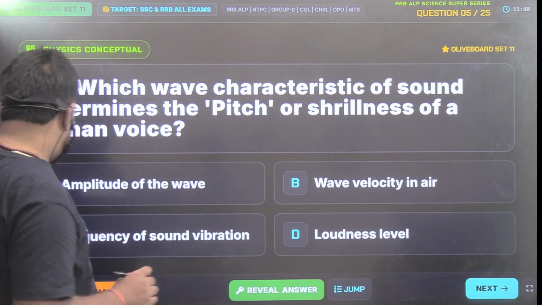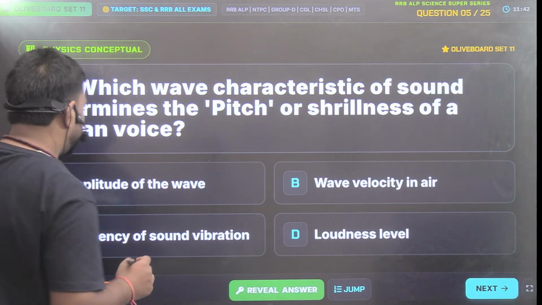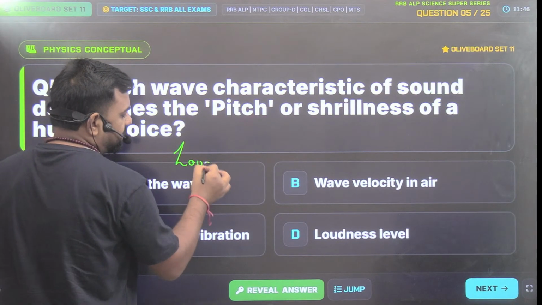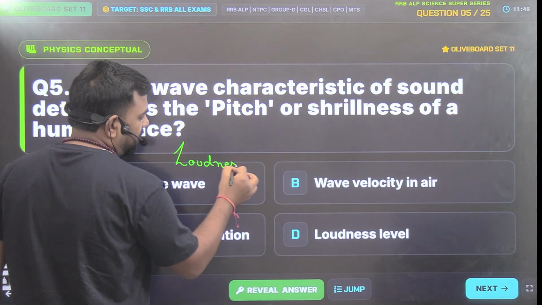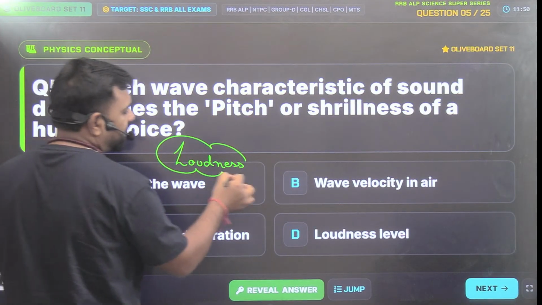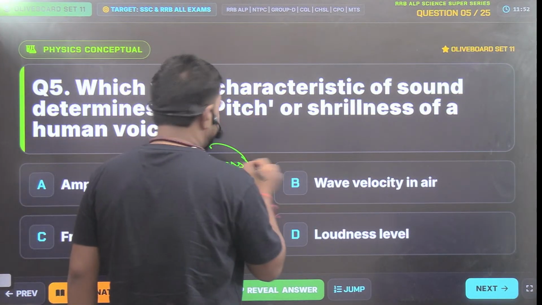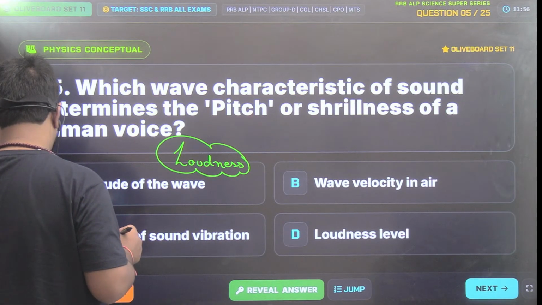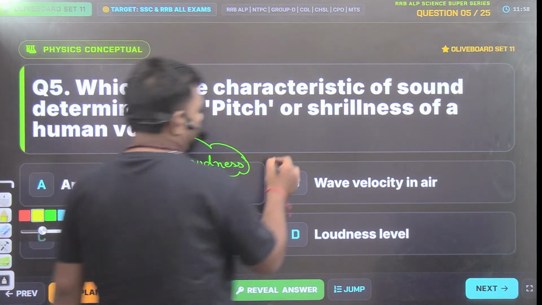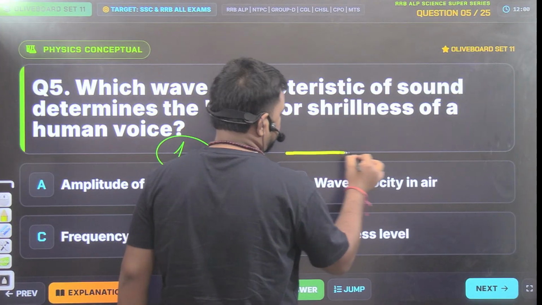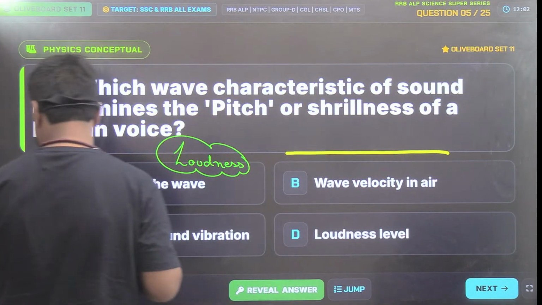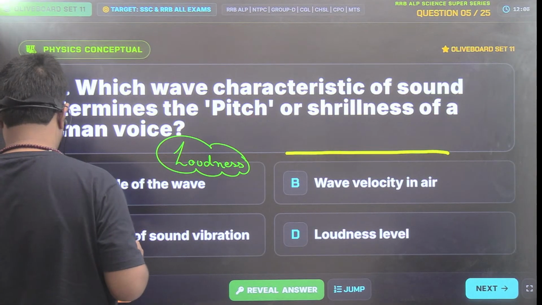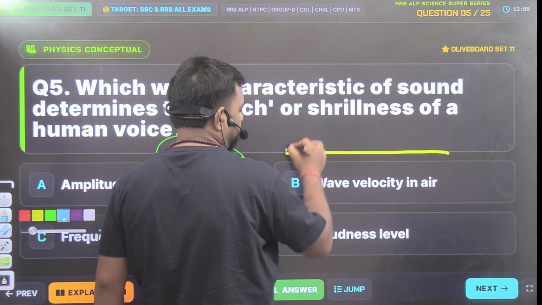Guys, for the case of amplitude, let me explain. When someone asks you about the loudness, at that time you can link it with the amplitude. So let's say this is a wave. Let me make a wave for you. So let's say this is a wave. Fine.